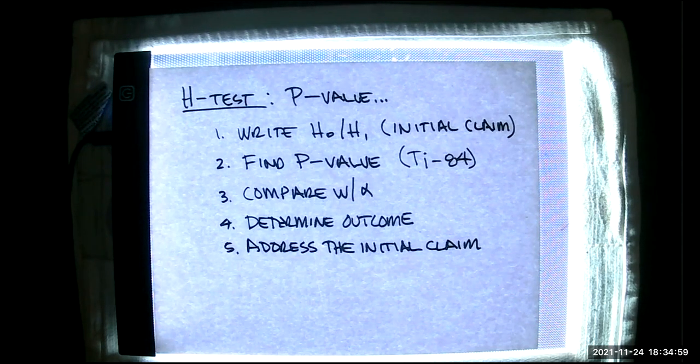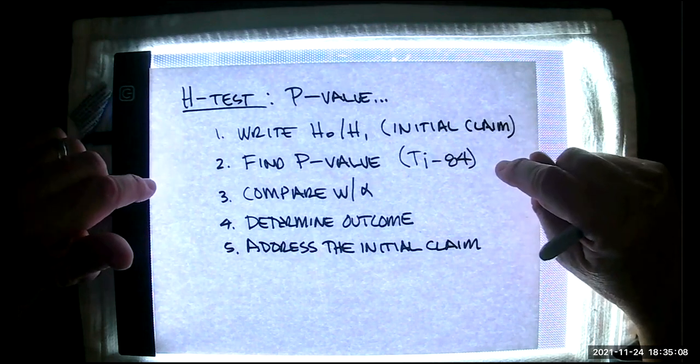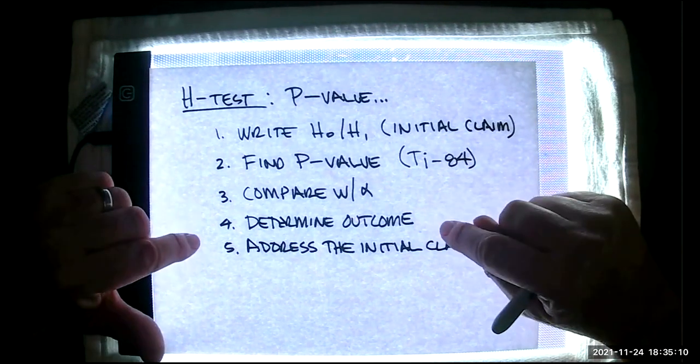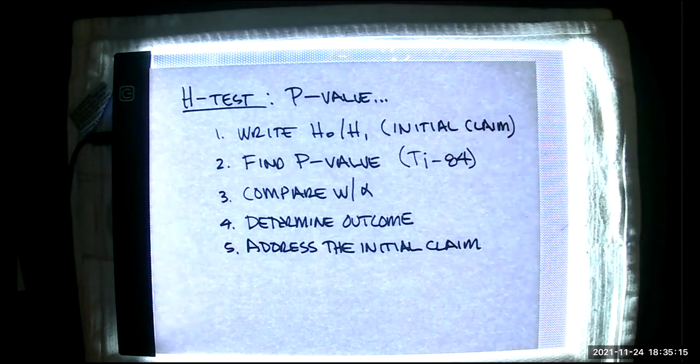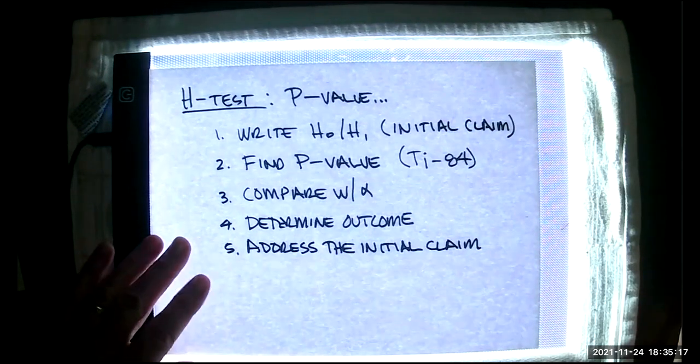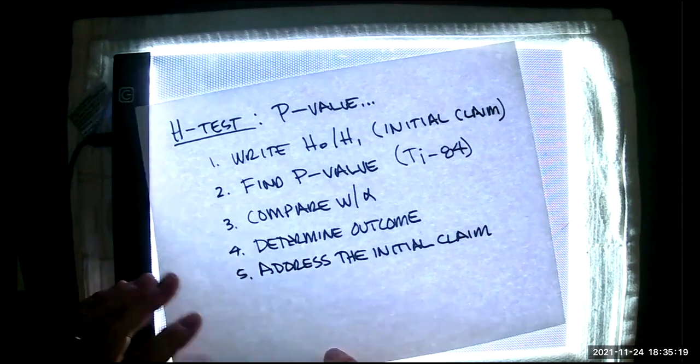You've seen me do the list a number of times, so I'm really not sure how much reading I need to do here. But basically, write the claim, find the p-value, do the comparison, determine the outcome, and then address that initial claim. From here on out, anytime we do a hypothesis test anywhere in the world, the big boys and girls use the same method. They leave out some of the steps because they're pros, but it's really the same process.